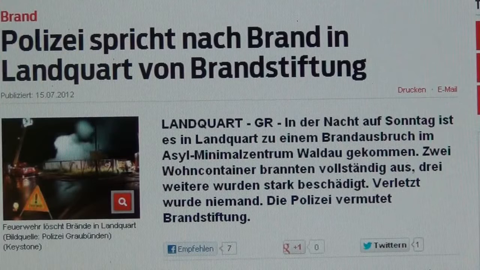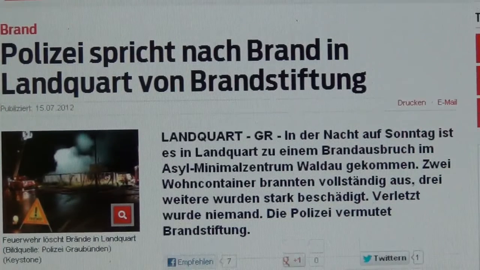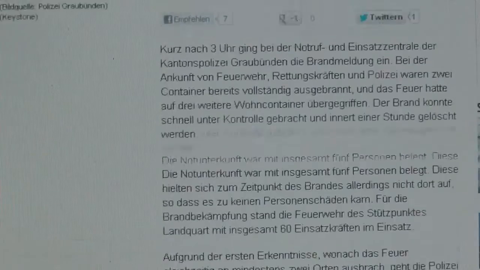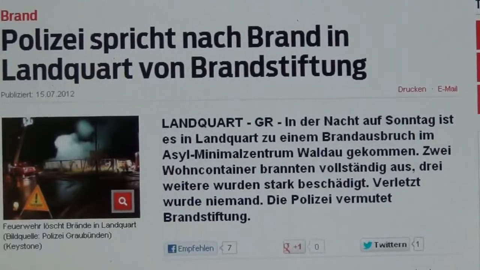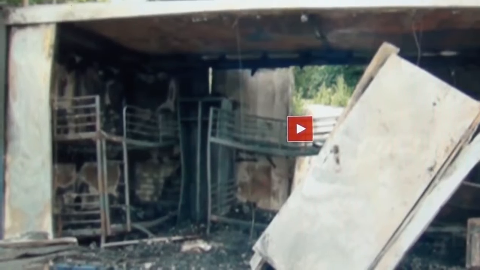A month later, or two, again in Switzerland, a fire in an asylum seeker centre in Landquart in Graubünden on July the 15th, 2012. And it's funny, here the police says it was arson. Usually they don't. Well, maybe because this is another canton. It's called Graubünden. It is a bit different. They're not entirely Swiss German here. You see? And here we can see it again, the arson in Landquart.